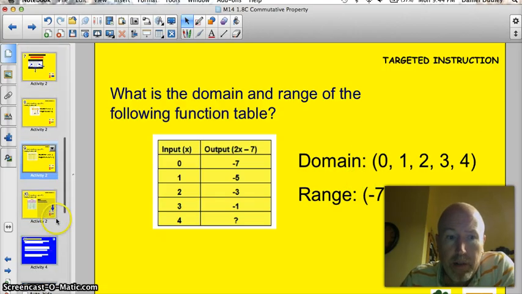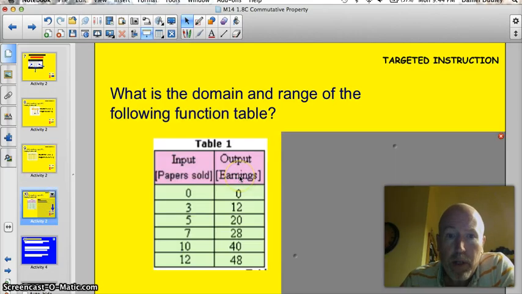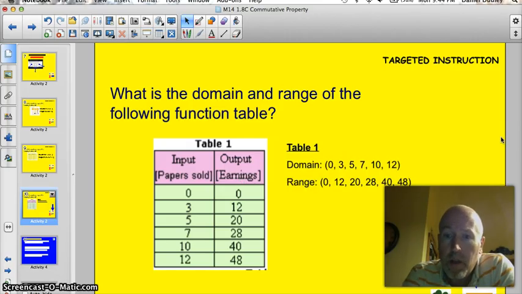All right. One more for you to try on your own. What is the domain and range of the following function table? Go ahead and write those down for me. You ready? Here we go. There they are. There's the domain: 0, 3, 5, 7, 10, and 12. And the range: 0, 12, 20, 28, 40, and 48.